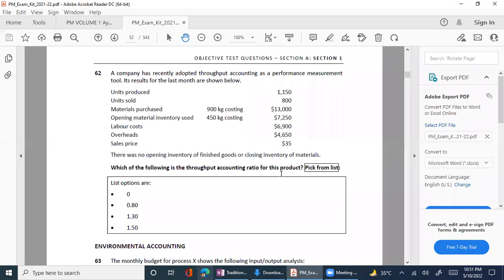First of all, we will calculate the throughput. 35 is the per unit price and the units are given. So we will get a revenue of 800 into 35. What will be the revenue?